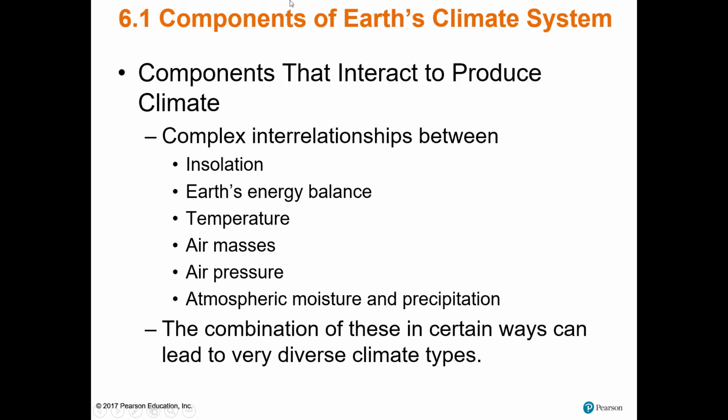There are many components that interact to produce what we know and experience as climate. There's a complex interrelationship between insolation or energy from the sun, Earth's energy balance, temperature, air masses, air pressure, atmospheric moisture, and precipitation. The combination of these in certain ways can lead to very diverse climate types. There are many different factors that are all acting on the same area, and that's what's meant by an interrelationship. All of these physical phenomena contribute to produce the climate of each area of the world that we classify.